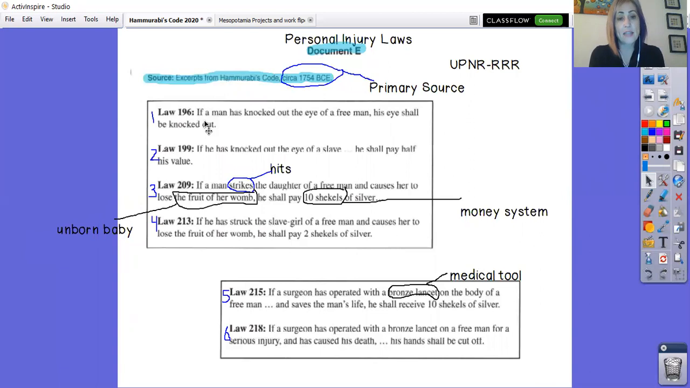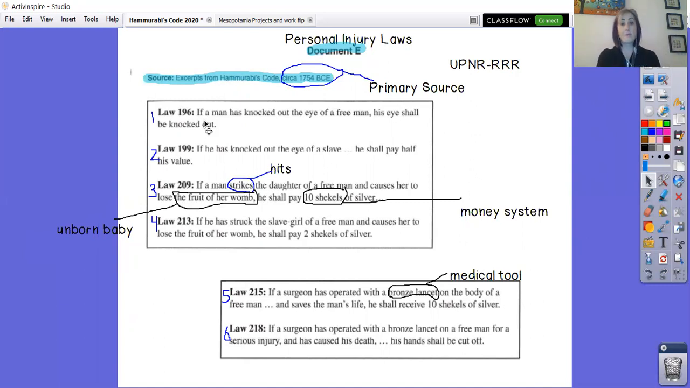All right, Law 196. If a man has knocked out the eye of a free man, his eye shall be knocked out. So I don't know if anyone's ever heard of that saying, an eye for an eye, but this is where it came from. So if you're going along and you punch out somebody's eye, your punishment is then they get to punch out your eye. I guess seems fair. If you're going to punch out somebody's eye, I guess you should expect for your eye.